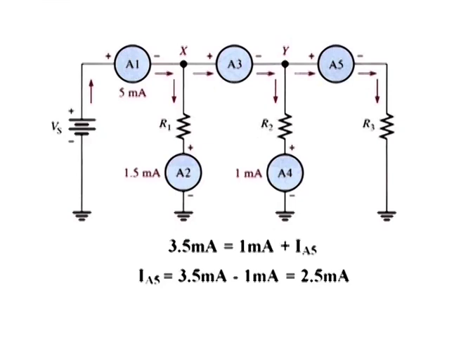Kirchhoff's current law applied at node Y gives 3.5 milliamperes is equal to 1 milliampere plus the current through ammeter A5. Solving for the current through ammeter A5 yields 3.5 milliamperes minus 1 milliampere, and the current through ammeter A5 comes out to be 2.5 milliamperes.